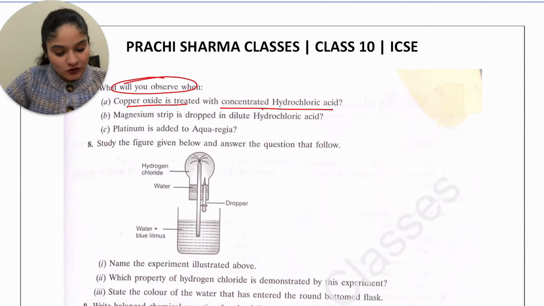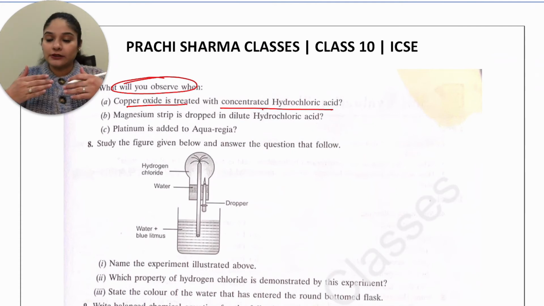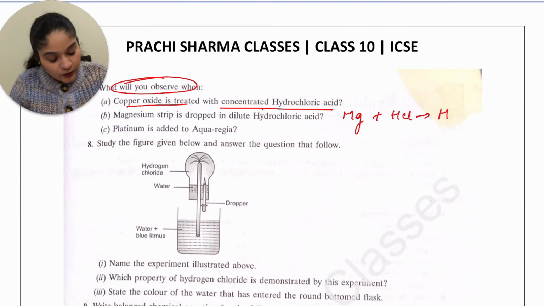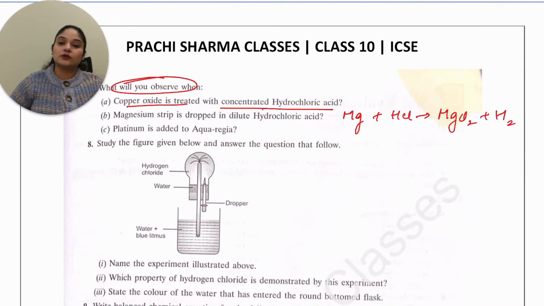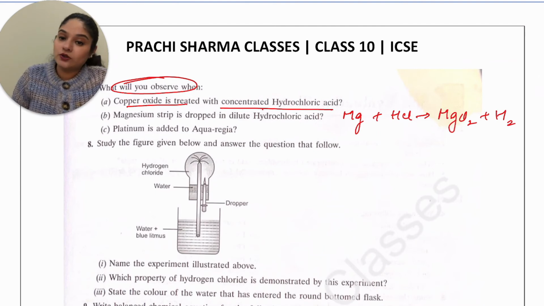Moving on, magnesium strip is dipped in dilute HCl. So what would happen? A gas is evolved which is colorless and odorless, and which burns with a pop sound. That would happen, because if you think about it, magnesium Mg plus HCl, what will you get? You will get MgCl2 plus hydrogen, and hydrogen is a colorless odorless gas which burns with a pop sound. So that is what you will write in this.